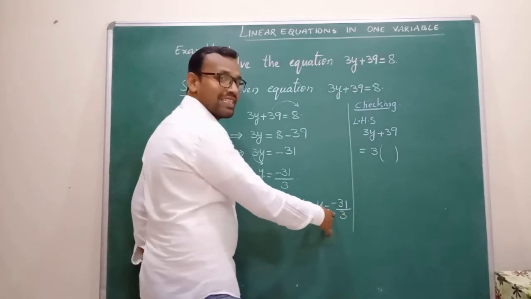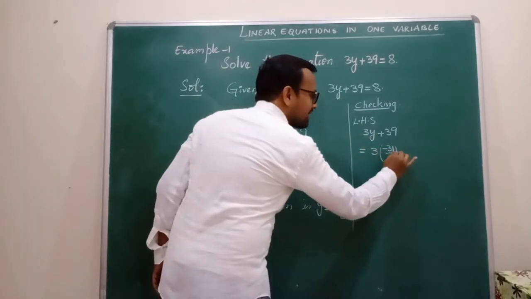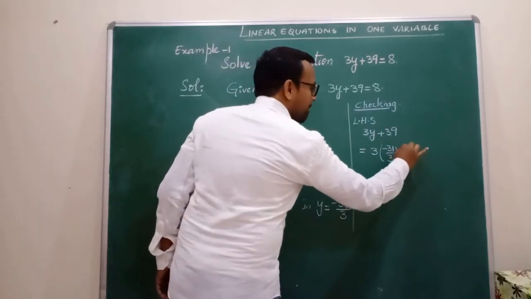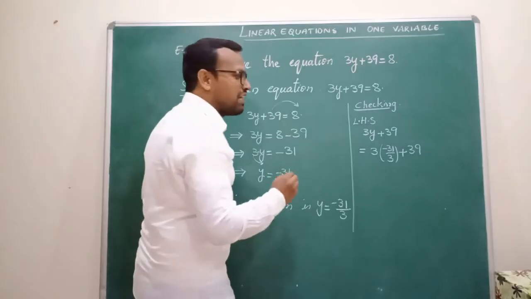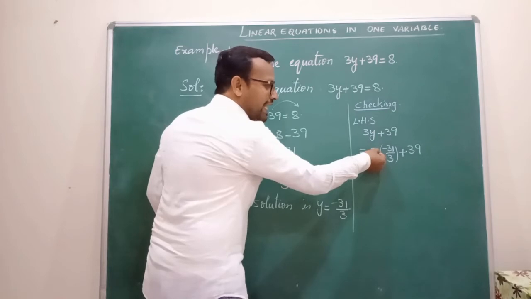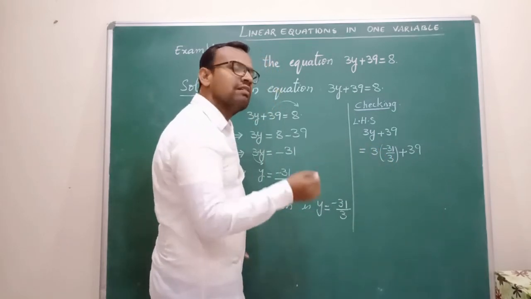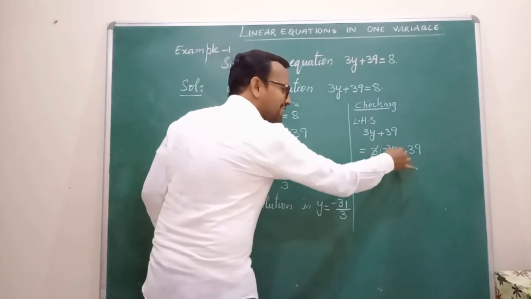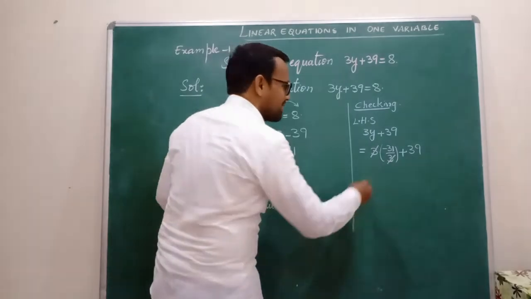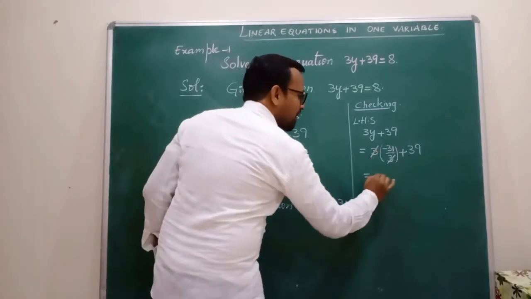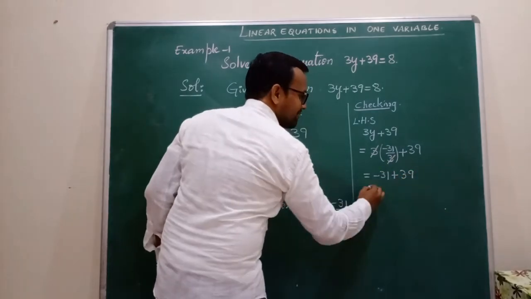What is that? Minus 31 by 3. So here in place of y, let me write minus 31 by 3, plus 39. Now, here into 3 and by 3, can we cancel? Absolutely we can. So into 3 and by 3 got cancelled. Now what is left? Which is equal to minus 31 plus 39.